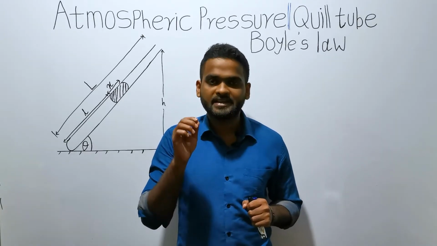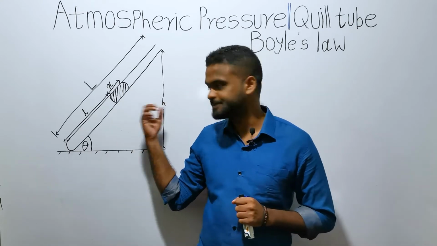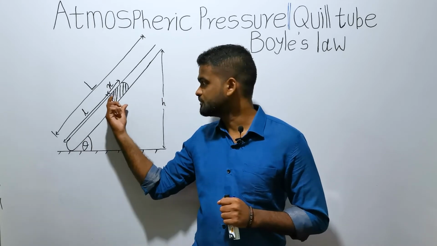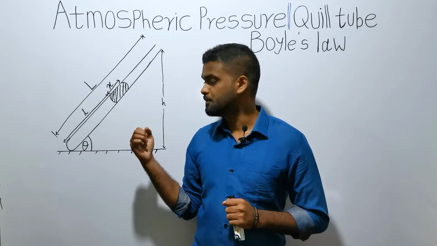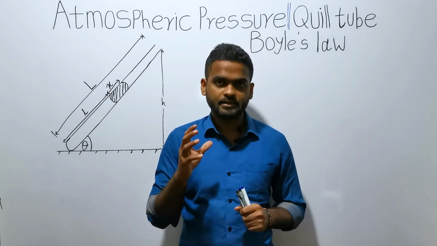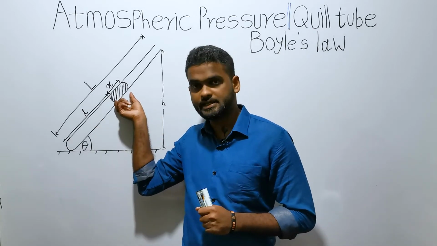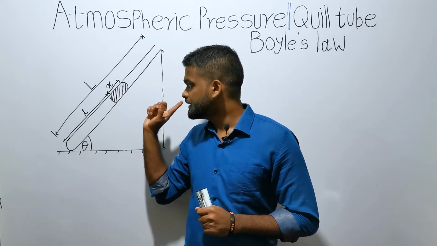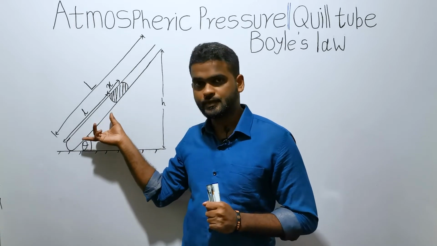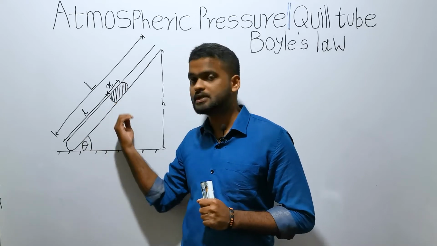If you think about the materials and apparatus required for the experiment, obviously you need a Quill tube, a clamp stand to hold the Quill tube like this, and a meter ruler to get the length measurements. As you can see, the air is trapped inside the Quill tube by this mercury column. What we are going to do is get different values for the length of the air column versus the inclination of the Quill tube.